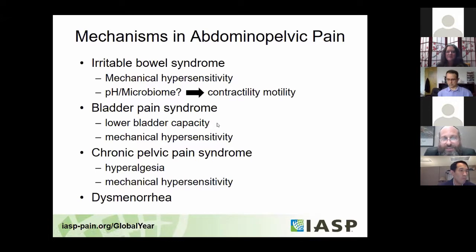So we're going to talk about some of the basic research and foundations for studying these things. So for irritable bowel syndrome, you can look at mechanical hypersensitivity, and current research might suggest a role for the pH, the microbiome, contractility, motility. We're going to talk about bladder pain syndrome. So some people have, you can measure bladder capacity. And again, we'll talk about mechanical hypersensitivity. We'll talk about some application to chronic pelvic pain syndrome, and we're going to discuss some novel applications of methods to studying menstrual pain.